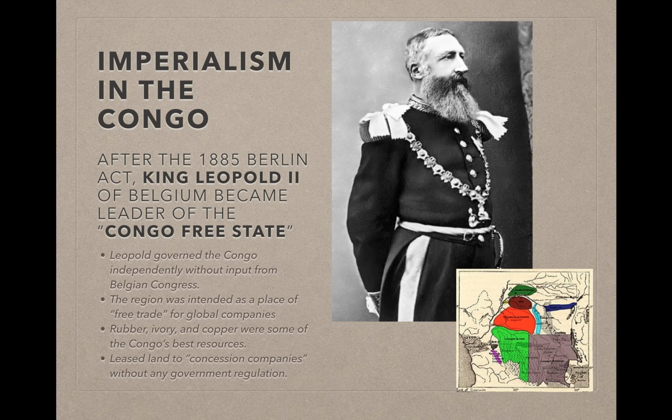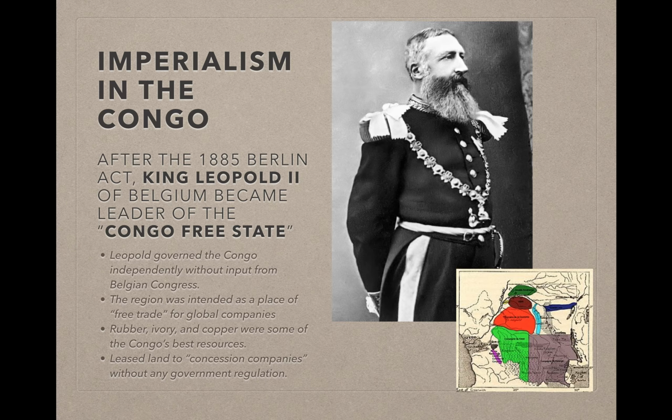So imperialism in the Congo was a little bit unique. Congo's right in West Africa, or Central West Africa, and at the Berlin Conference, the region was decided to become a free state. And what this basically meant is that it would be kind of like an open for business area where it wouldn't be under the power of one European leader. It would be open for business.